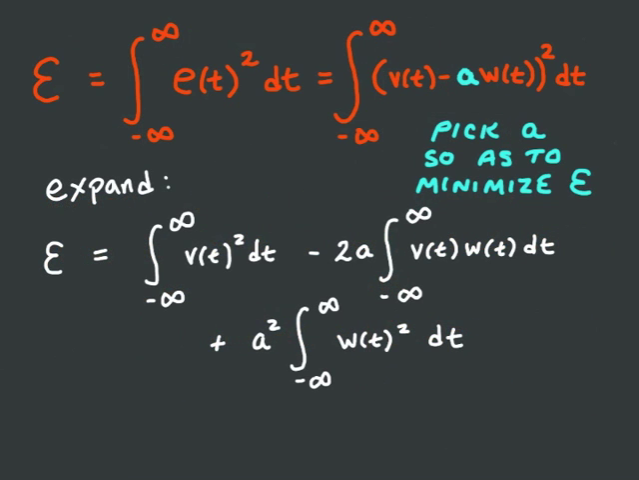So now let's do the algebra. We'll expand out the square, and that will give us epsilon is equal to the sum of three integrals. One is the integral of V of t squared, another is the integral of V of t W of t, and the last is the integral of W of t squared. And you'll notice the parameter A shows up in the second and third terms.